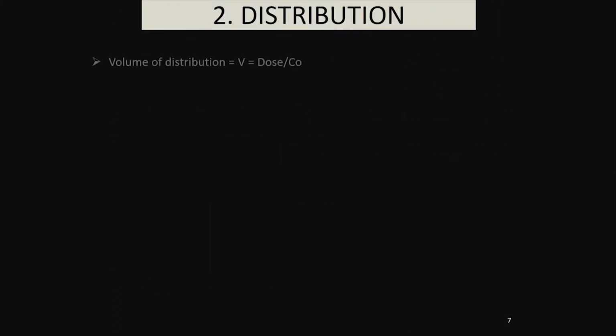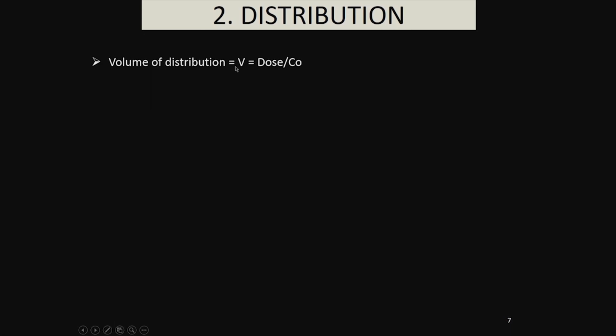So volume of distribution is how much dose we give divided by C naught. C naught is the maximum concentration that the drug reaches in the plasma. I showed you that when you take an oral drug, concentration keeps going up as a function of time, reaches a maximum and then starts coming down because of elimination and so on. That maximum concentration is called C naught. So as you can see, if the volume is very large, C naught will become very small. If the volume is small, C naught becomes large. So they are indirectly related.